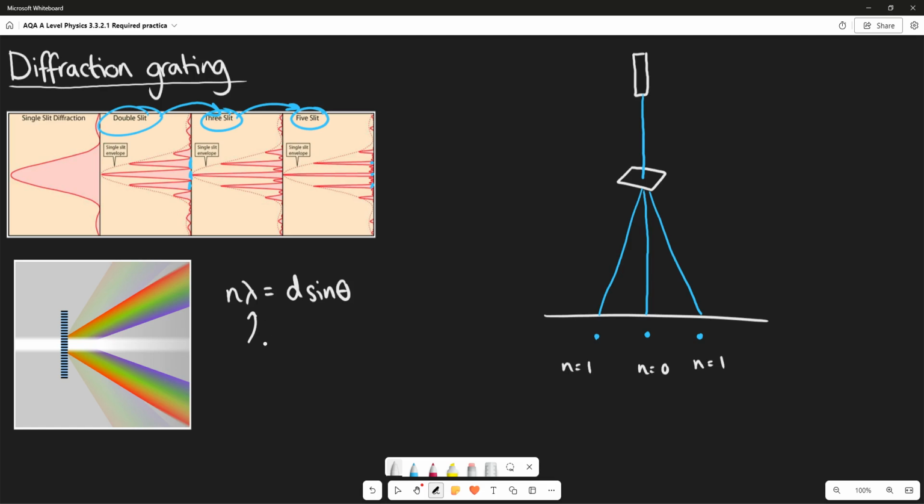We've got the wavelength of the light again. d is the diffraction grating equivalent of the double slits' s, the separation between the slits. And theta is that angle there, the one between the straight ahead direction and the fringe that you're looking at. So in order to calculate this, you're going to need to do some trigonometry. You're going to need to measure this distance here, and you're going to need to measure this distance here, and you're going to need to work out that angle.